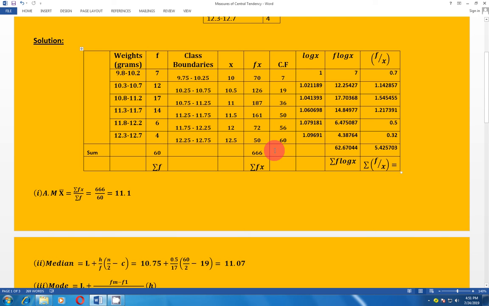If it is, then it means your cumulative frequency is correct. So what is n by 2? N is equal to the sum of f, so 60 divided by 2 is equal to 30. So 30 falls in the cumulative frequency of 36 here. So it will be our model class. This will be the model class for us to solve the median.